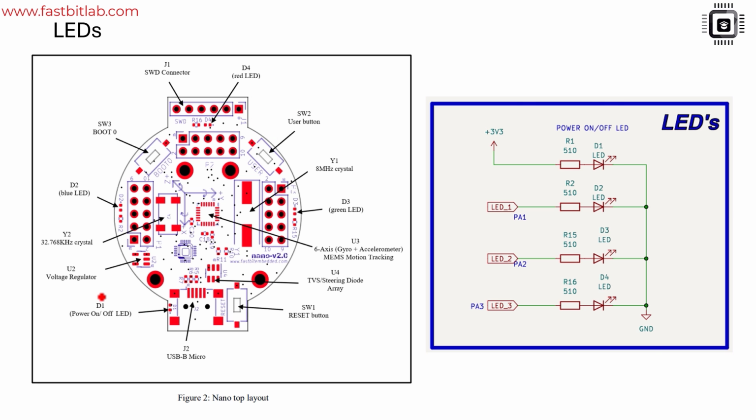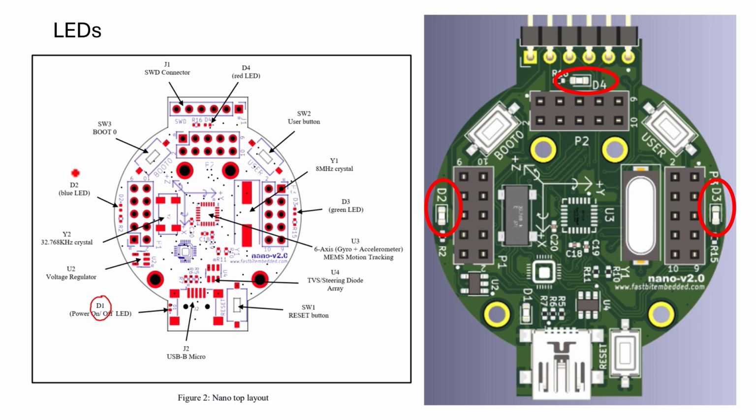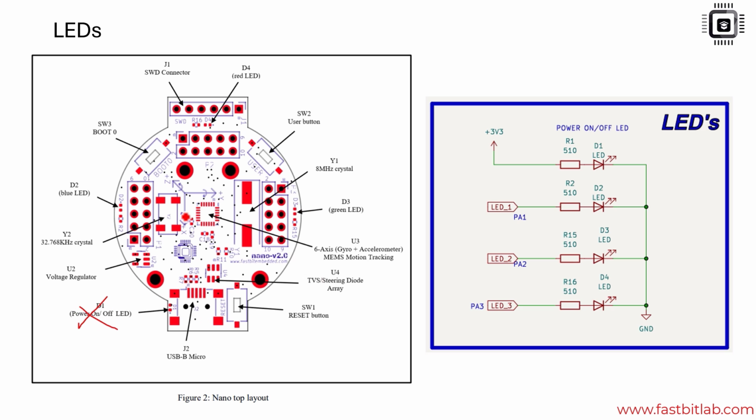Here you see D1, which is an LED, D2, D3 and D4. Basically there are 4 onboard LEDs, but D1 we don't actually use. D1 is a power LED, which is not a user LED, so we don't use it for this exercise. So we'll use the blue LED, which is D2, and D3 and D4. You can find the LEDs over here.